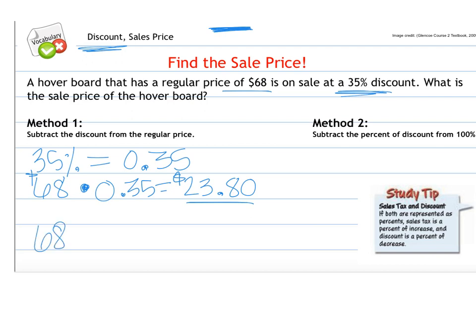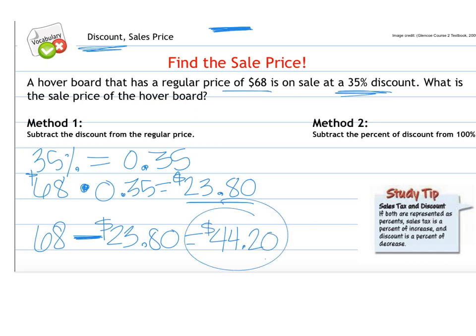So then our next step is to take that away from the price. So 68 minus $23.80, and we get 44.2. I'm going to add a 0 and make it $44.20. That's my total.